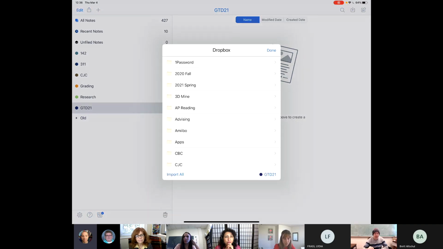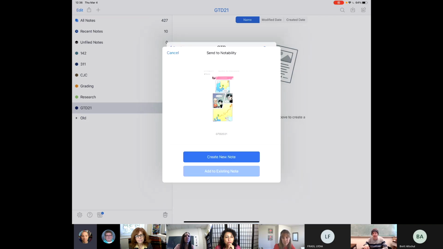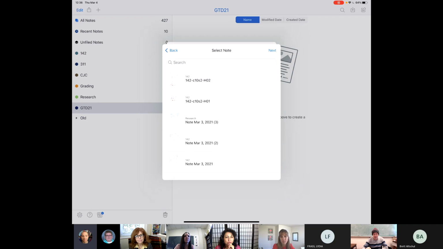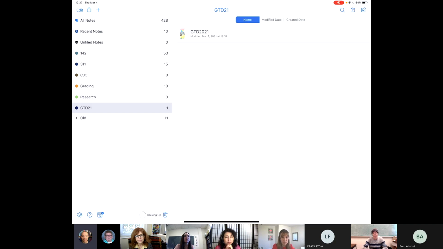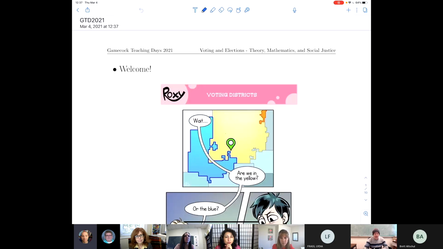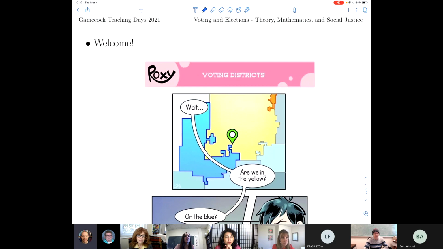I can go to my Dropbox, ignore all of the folders, but one of these is for Gamecock Teaching Day. And here's a PDF I created that I'm importing. Oops, and of course, import. This will import it into my iPad. This is on Notability, and I can pull this up. And this is typically how I teach, with Notability.